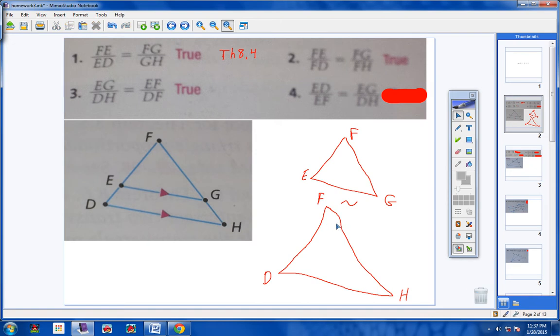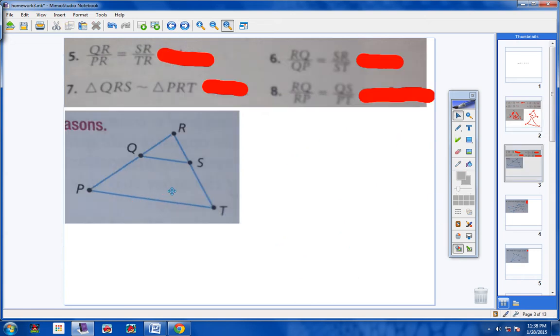And lastly, we have ED over EF. So ED over EF equals EG over DH. No, we don't have any theorem, corollary, postulate, or anything that supports that at all. No, that is not true. I just don't see any comparison at all. I mean, ED over this. If you said ED over EF equals GH over FG or so, that'd be fine, but not this at all. No, that is not true. It's false.